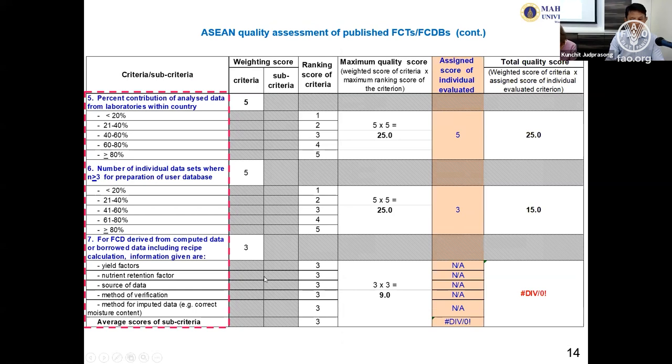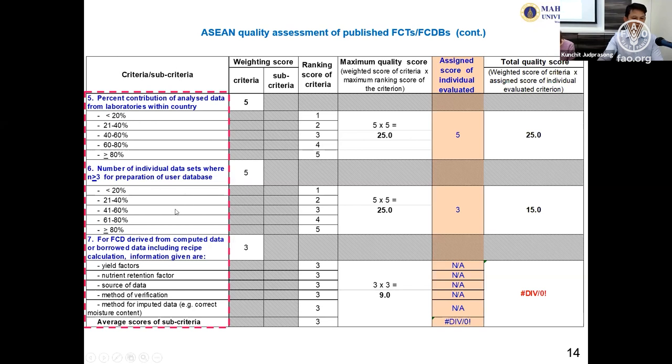Number 5 is about the percent contribution of the analyzed data from the laboratory. The more data that arrive from the laboratory, meaning the data come from analyzed data, the maximum score of 5 will be given, whereas a very low number of analyzed data will only get a low ranking score. Number 6 is about the number of individual data sets, where more than 3 are used for the preparation of the user database.